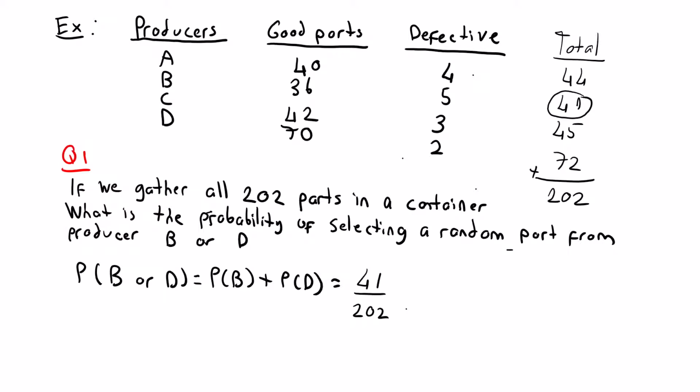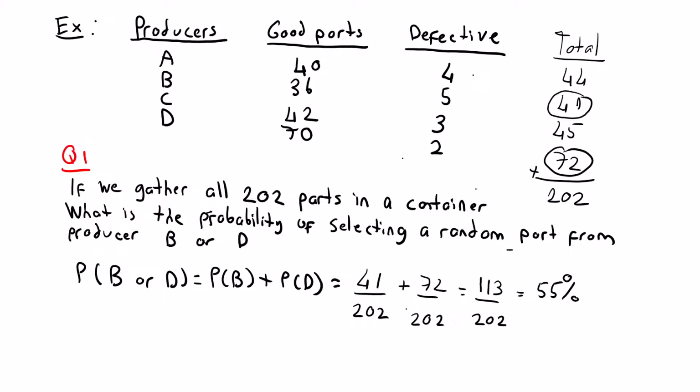Okay. So the probability of selecting a random unit from producer D is 72 divided by 202. So this is 113 divided by 202, and that's about 55%. Okay, so the probability of selecting a random part from producer B or D is about 55%.